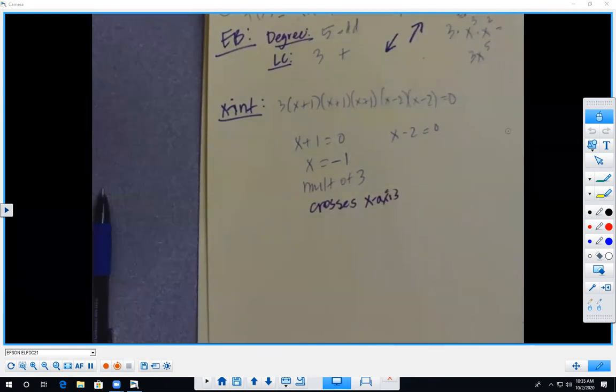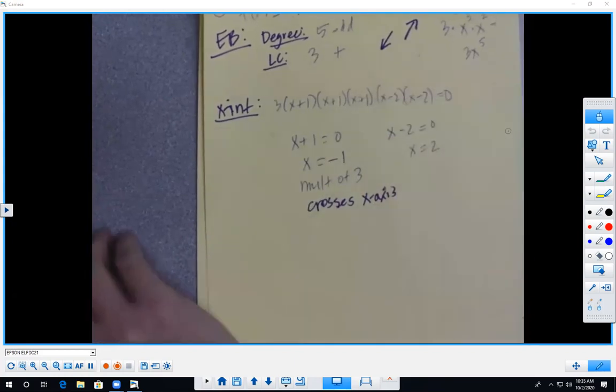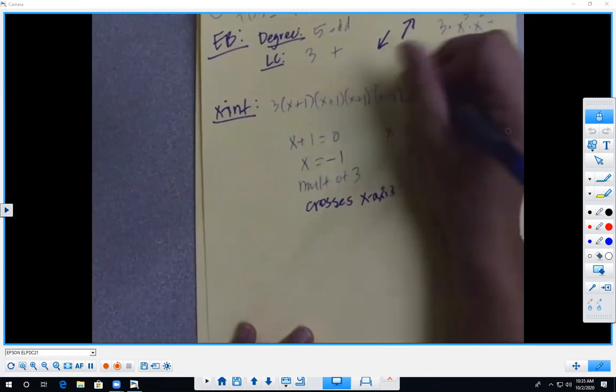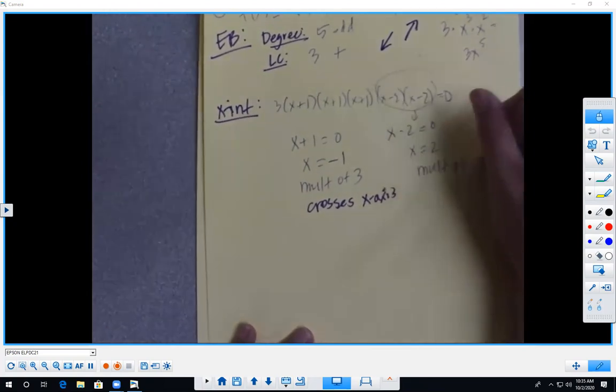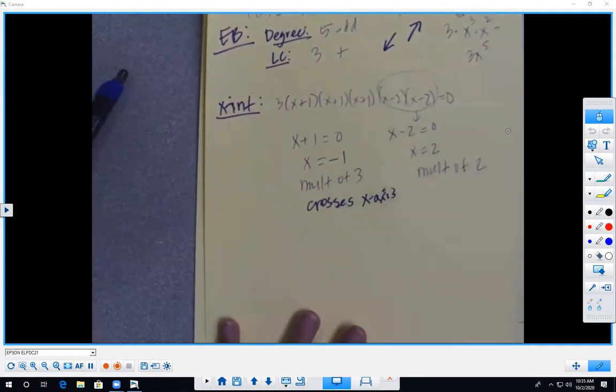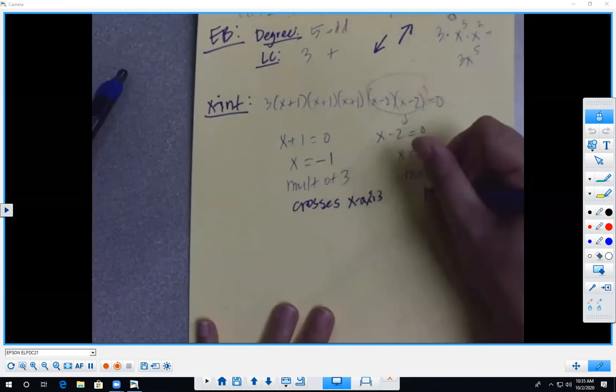Okay, and then x minus 2 equals 0. We're going to add 2 to both sides, and we get x equals 2. What's the multiplicity there? 2. Yeah, there are 2 of those here. So it has a multiplicity of 2. Is that an even multiplicity or an odd multiplicity? Even. So it's going to touch and turn.